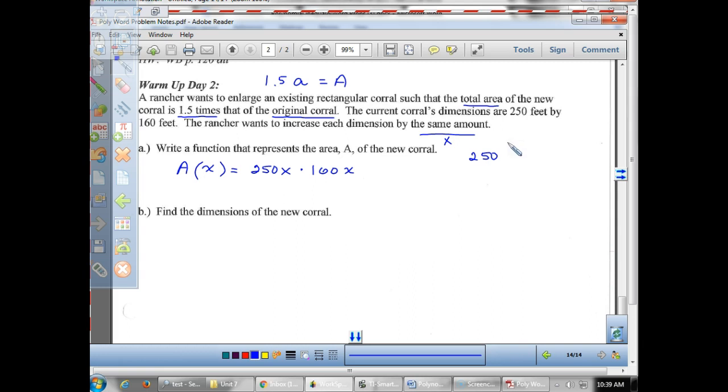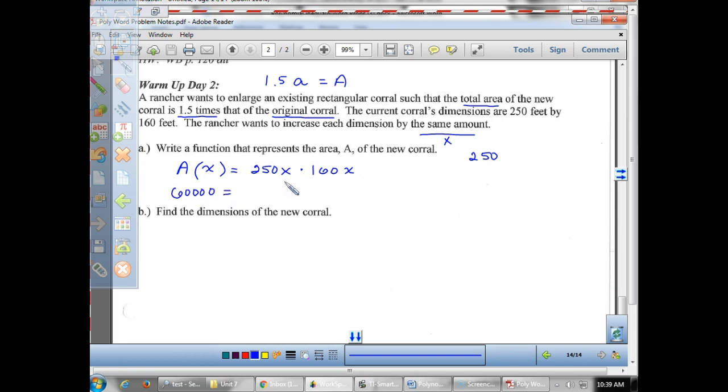I multiplied 250 by 160 and by 1.5. Or could you do A of x equals 60,000, and then just do 250x times 160x equals 60,000? So you want to set this equal to 60,000. Yes, I did 60,000. 40,000 is their current area, times 1.5. Okay, so the area after the increase is going to be 60,000. Very good.